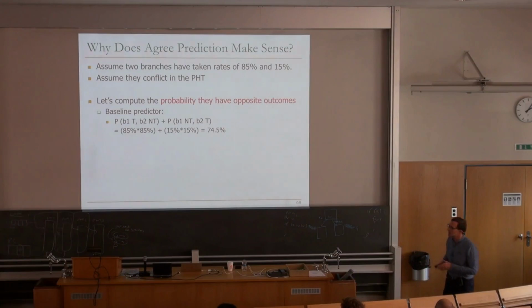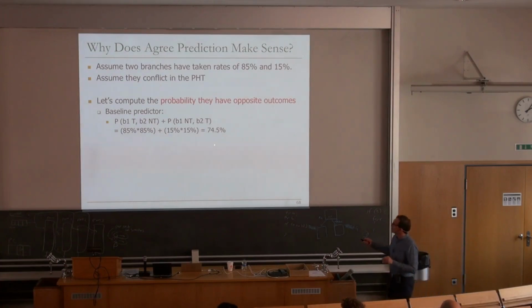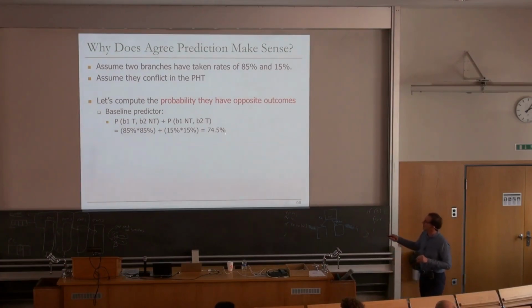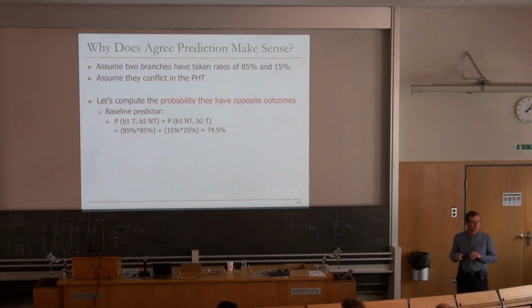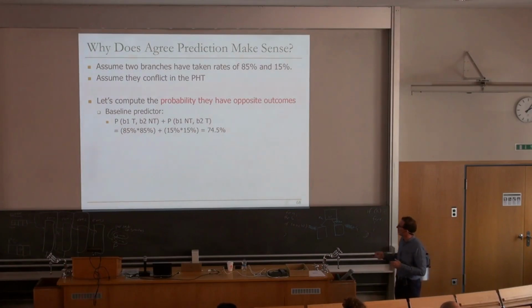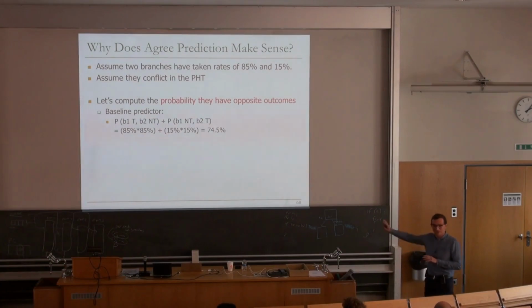If you do this calculation with these rates, one of them has a taken rate of 85% and the other has a taken rate of 15%. They're directly opposite of each other. The misprediction rate would be 74.5%. This is the probability of how often they have opposing outcomes in the baseline predictor that tries to predict whether to predict taken or not taken. Does that make sense? Hopefully this is clear. Everybody agrees with this?